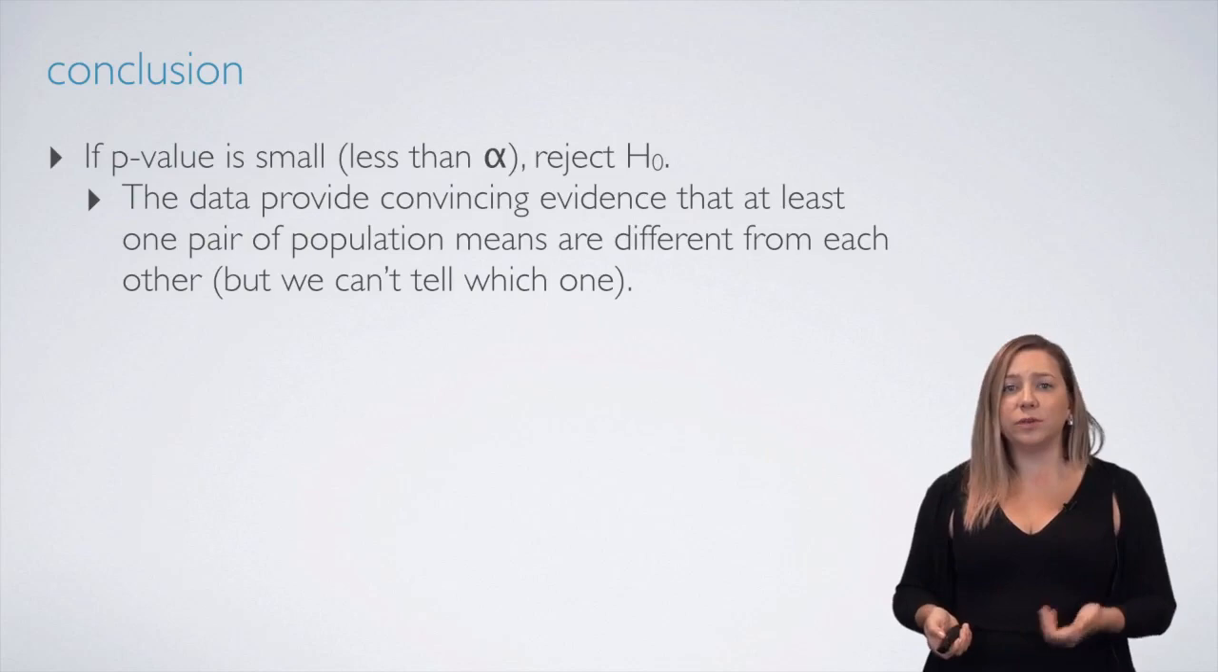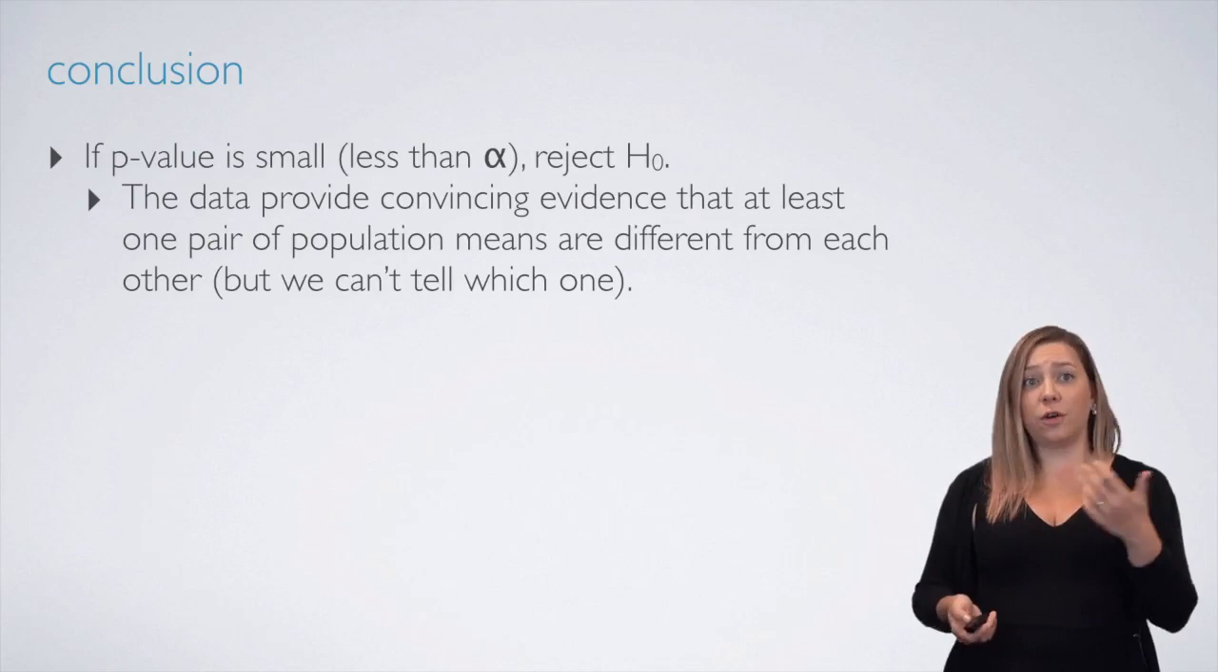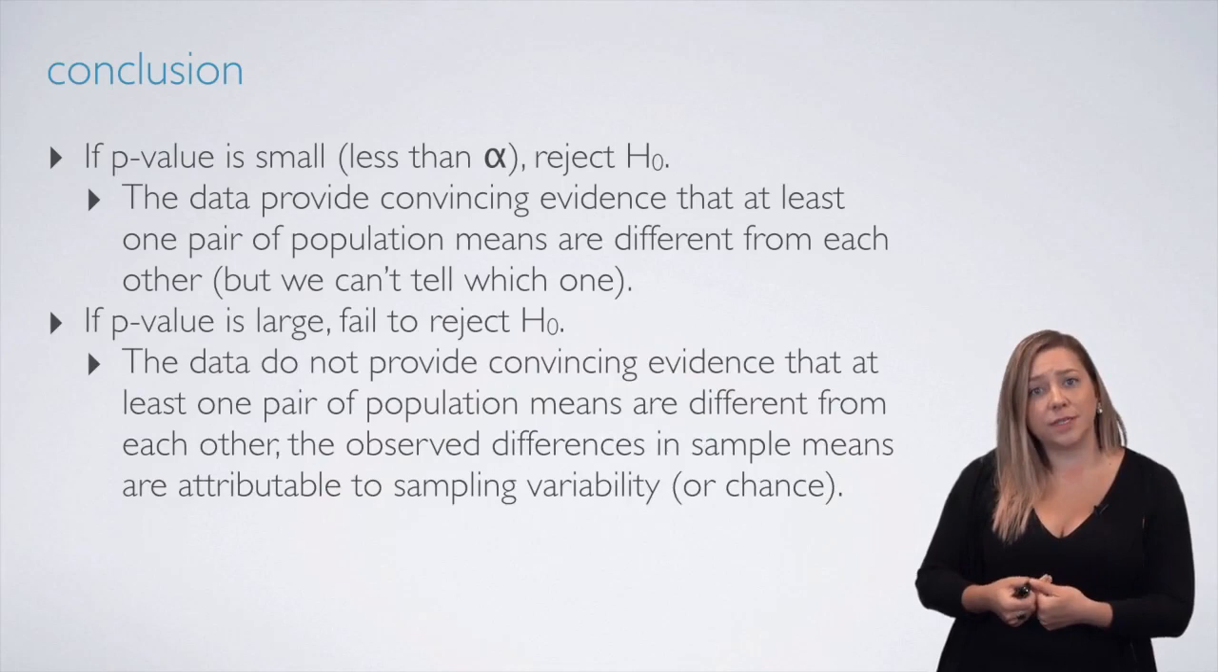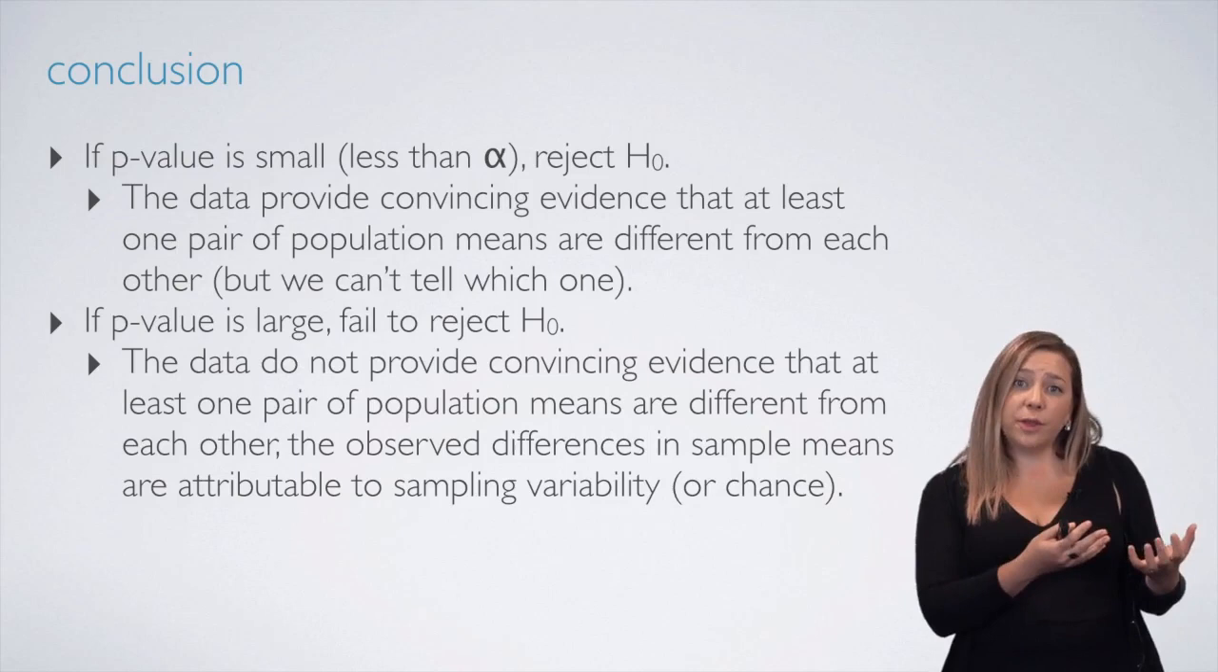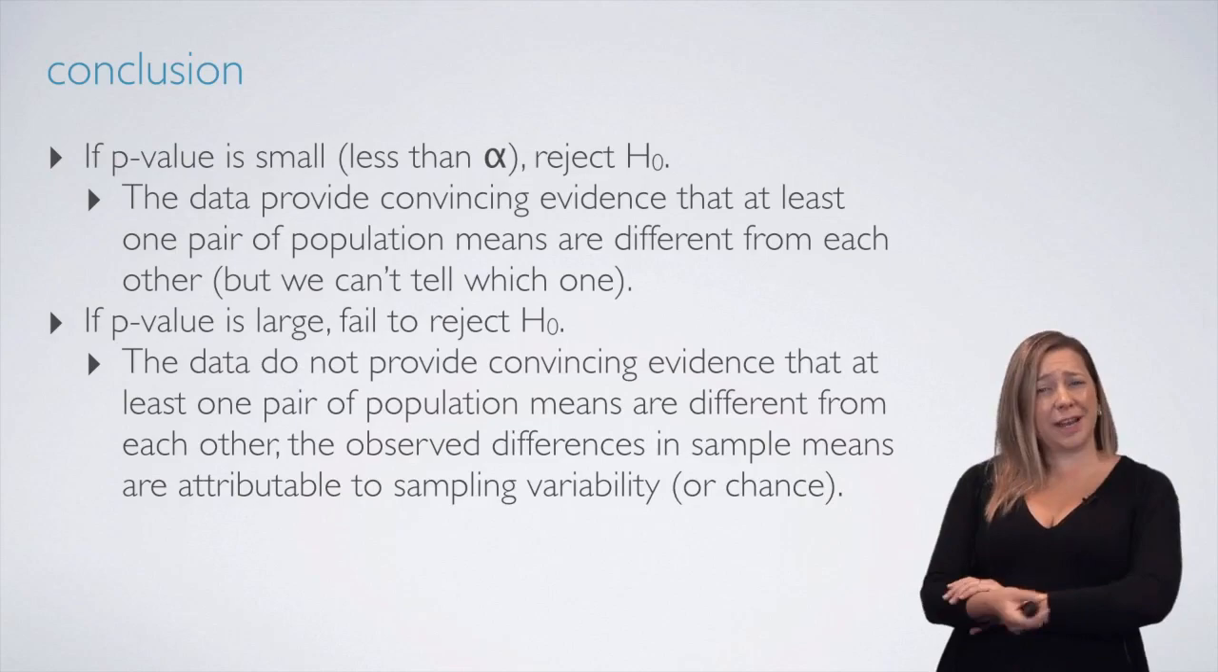If the p-value is small, we reject the null hypothesis and say that we have sufficient evidence for the alternative. If the p-value is large, we fail to reject the null hypothesis and conclude that the data do not provide convincing evidence that at least one pair of population means are different from each other. The observed differences in sample means are then attributable to sampling variability or chance. In this case, we had a pretty tiny p-value. So what's going to be our conclusion?